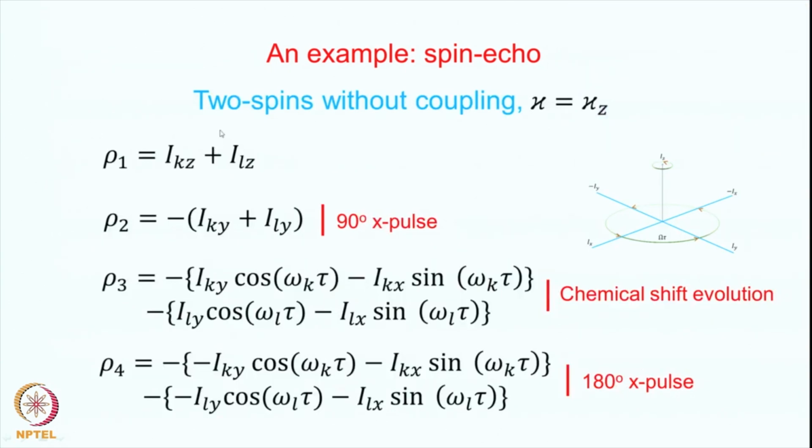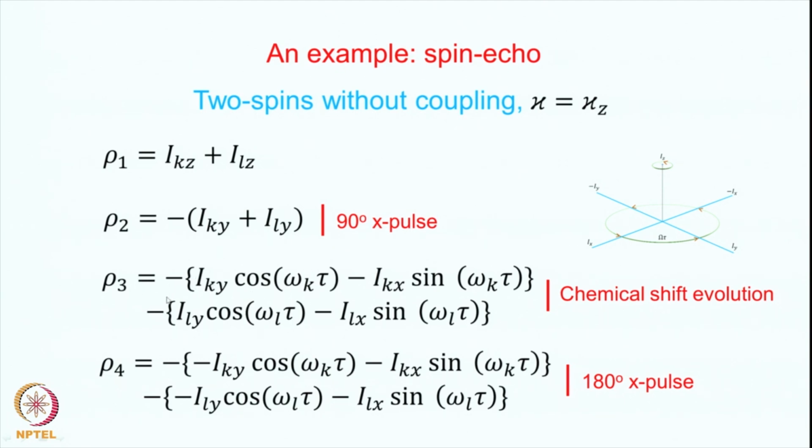Okay. So now we consider two spins K and L, and assume in the first case that there is no coupling between the two spins. So at time point 1, this is rho 1, what is the density operator? It is just the sum of the two IZ operators, because you remember the equilibrium density operator was the IZ operator, which is the sum of the Z magnetizations of the two spins. So this is IKZ plus ILZ. Now, if I apply the 90° X pulse, I get the density operator at time point 2, which gives me minus IKY plus ILY. So this is the 90 X pulse.